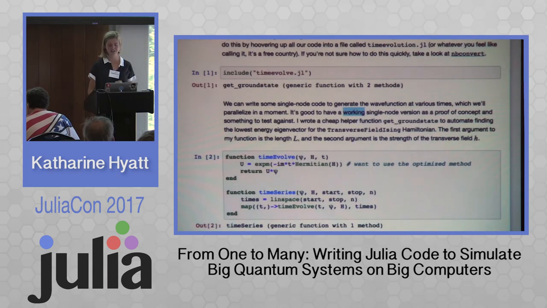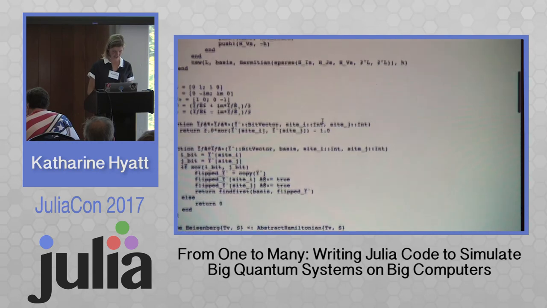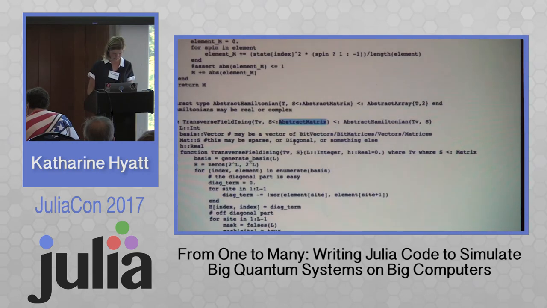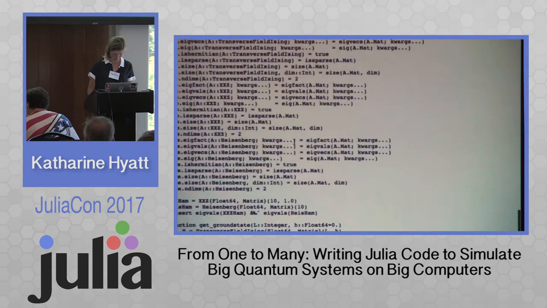This get_ground_state function, which just constructs, where did I put it? It is down here. So get_ground_state just takes a system size and a field. It constructs the transverse field Ising model matrix corresponding to those two numbers, the system size and the field, and returns the ground state, which is the lowest energy state, and the matrix.